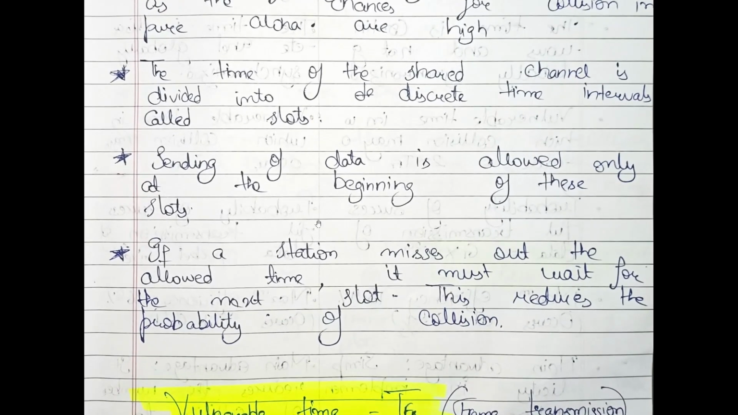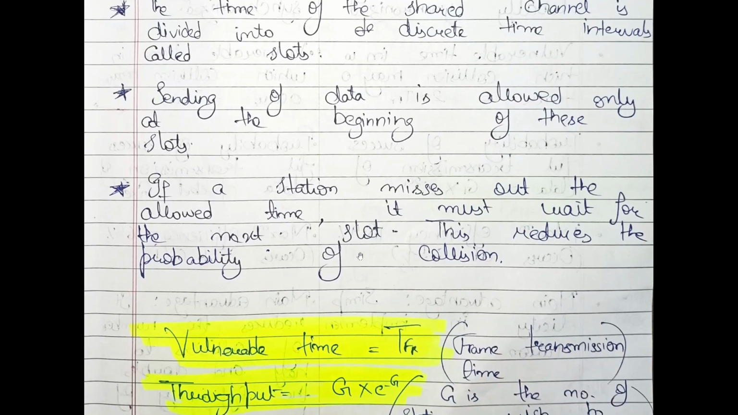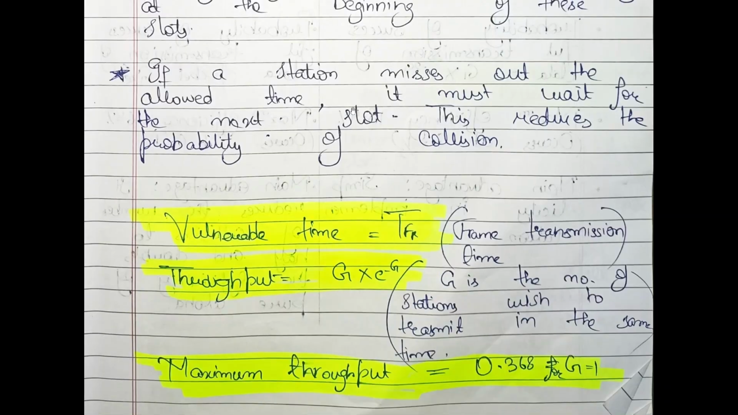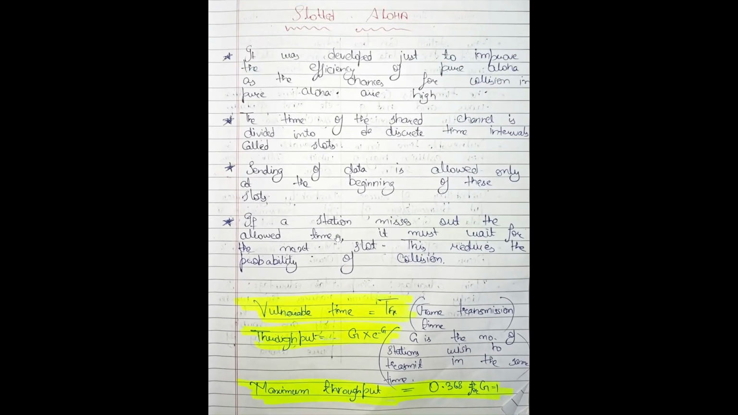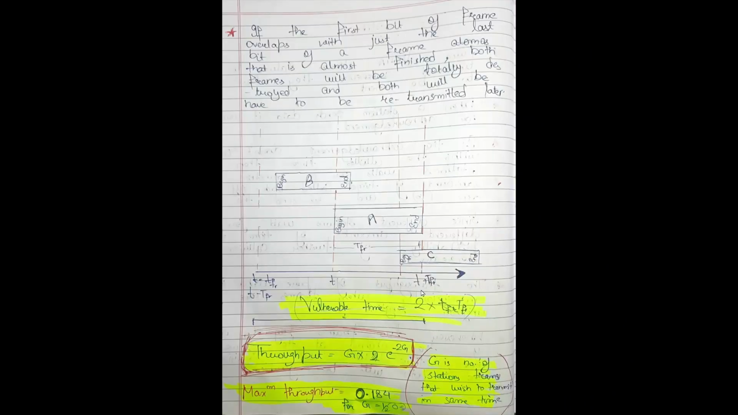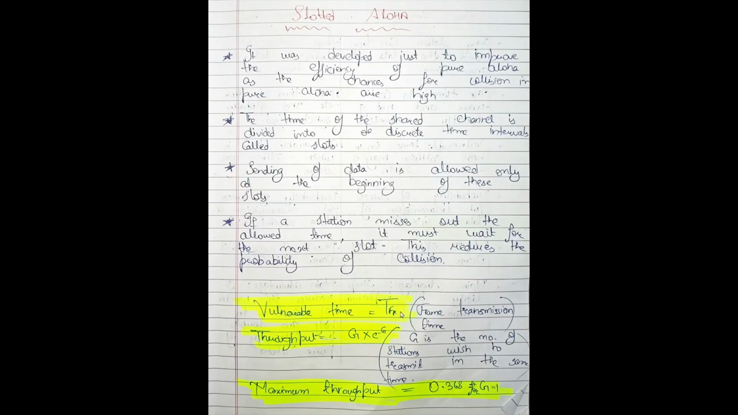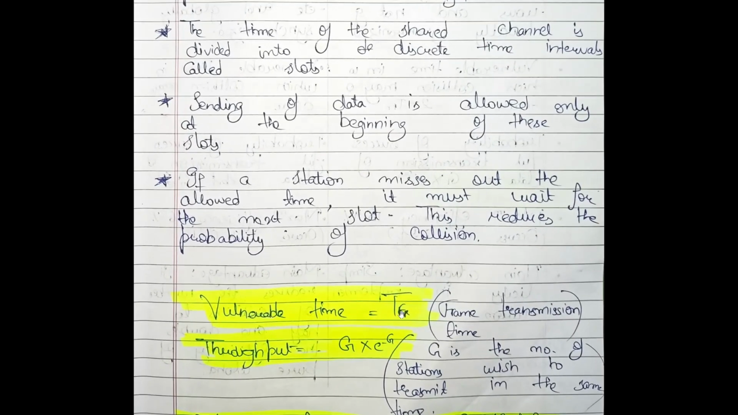If a station misses the allowed time, it must wait for the next slot. This reduces the probability of collision. Of course it does. Now this is the vulnerable time, the throughput and maximal throughput of slotted Aloha. You can see the difference here. Vulnerable time is actually half of the vulnerable time in pure Aloha. Look at it, it was 2 into TFR, like this time included. This time was the vulnerable time where the collision can occur anywhere. However, here just the TFR is the time. This is the vulnerable time where the collision can happen.